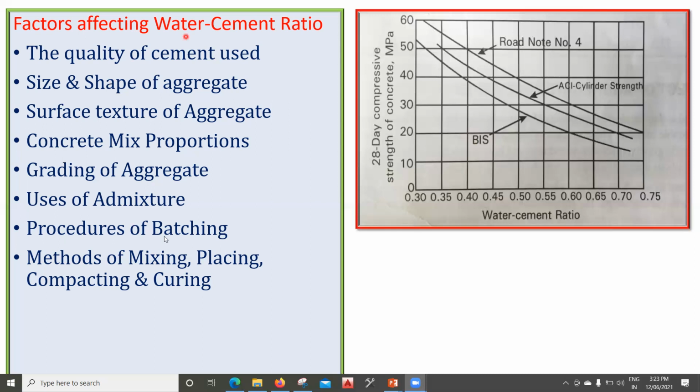Next is the procedure for batching, whether it is volumetric batching or weigh batching. Based on that also it's going to affect. And last is the method of mixing, placing, compacting and curing. Ultimately it all depends on curing also, because how good the curing is, what kind of curing you're making use of. All those are the factors which affect the water cement ratio, right? So you can see the graph as well. We already understood this.